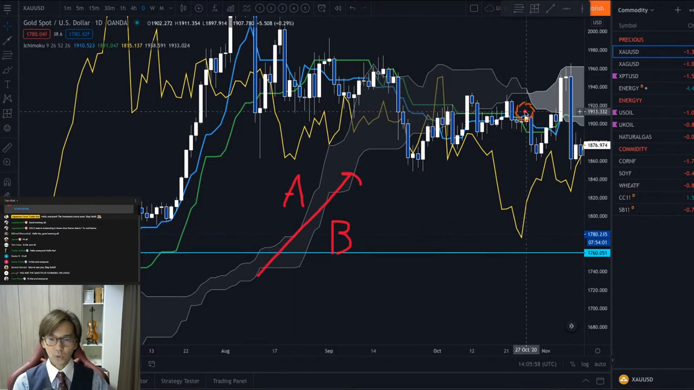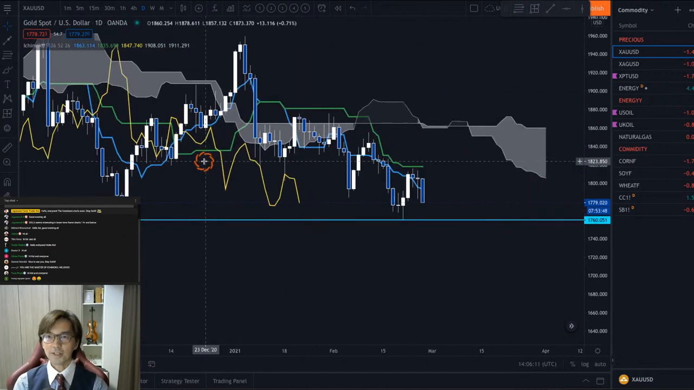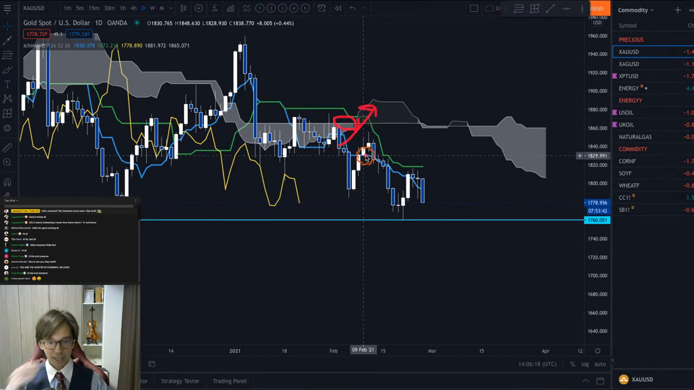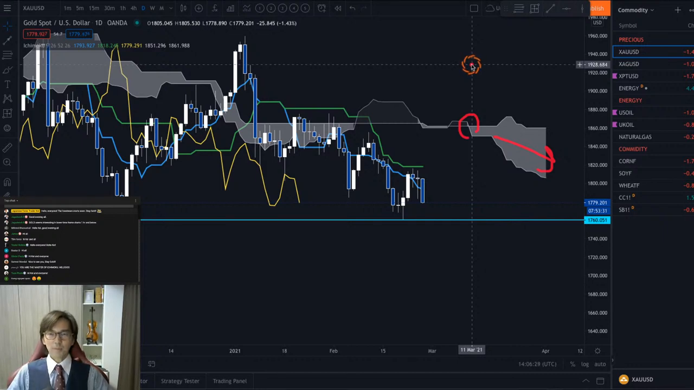And when you see Kumo twist, that's exactly when it dead crosses. So when Senkou Span A and B dead cross, that's the Kumo twist to bearish. And afterwards, the Kumo twist bullish, Senkou Span A goes above the Senkou Span B, that's the gold cross of Kumo. And now after the dead cross, it's going down. So this is bearish in the long term as per Ichimoku.